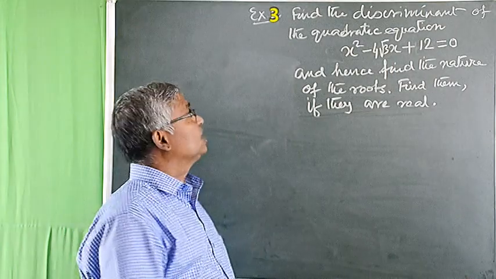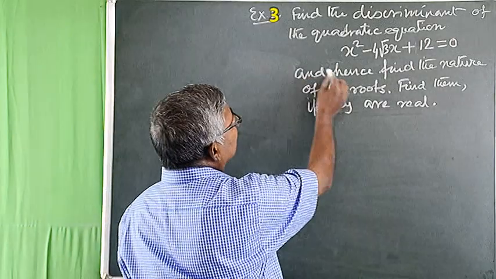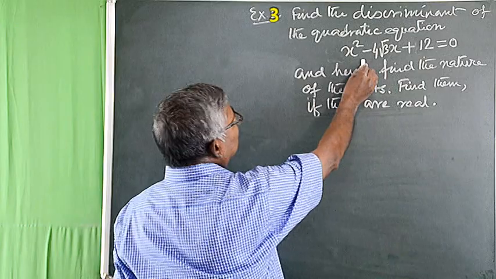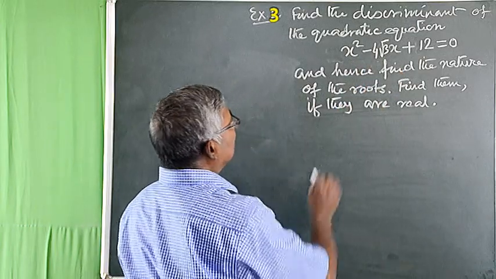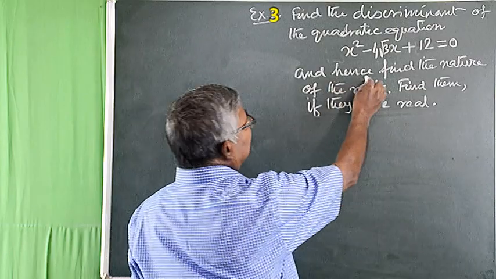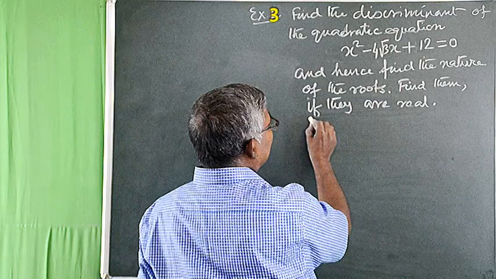Students, let us consider the third problem. Find the discriminant of the quadratic equation x square minus 4 into root 3x plus 12 equal to 0, and hence find the nature of the roots. Find them if they are real.